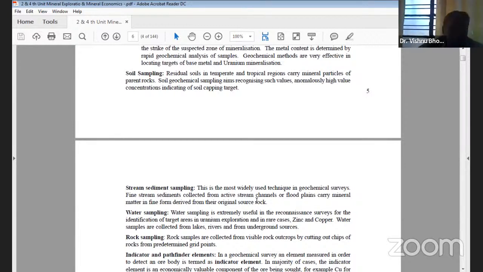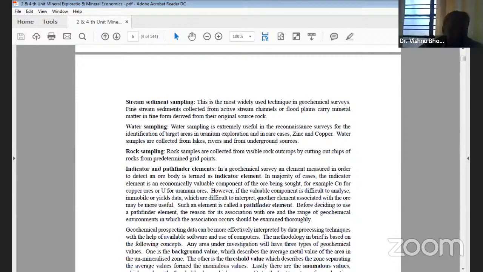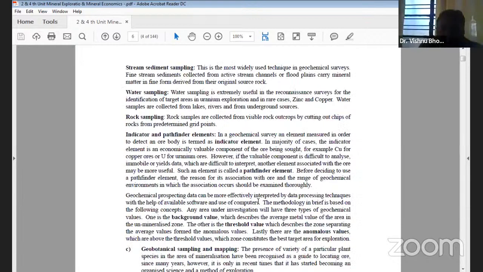Stream sediment sampling is the most widely used technique in geochemical surveys. Fine stream sediments are collected from active stream channels and floodplains, and from the floodplains we carry the mineral in fine form, derived from its original source.